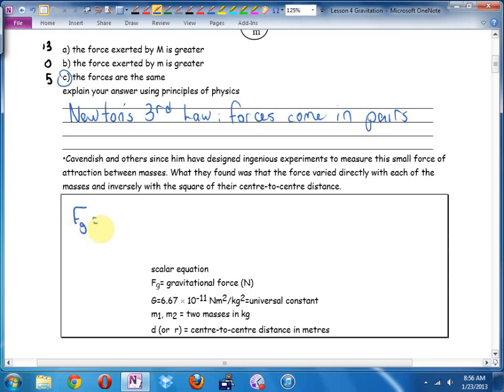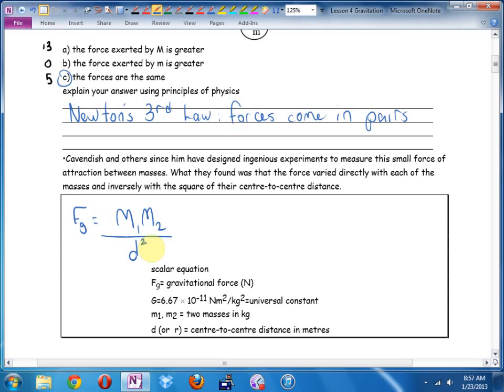Fg, force of gravity, equals, leave a small space, room for one letter. They said it depends on the product of the two masses in question. If you multiply the two masses together, that helps you calculate the force, divided by the distance between them squared. Now, that'll get you the force, but that won't get you the force in newtons.